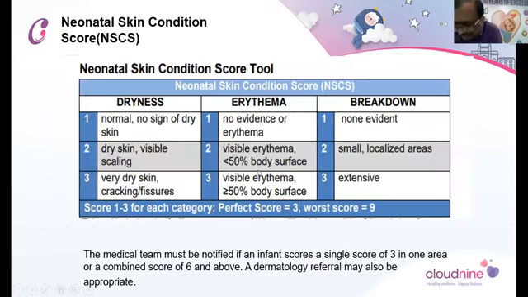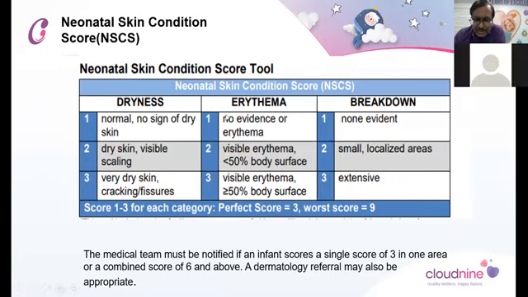Now I have finished all the common skin lesions. So now I will take you through the common assessment tools we can use in our NICU. This is one of the common assessment tools people use. That is called the neonatal skin condition score. There are 3 components. One is for dryness, one is for erythema, one is for breakdown. And each one is given 3 scores. One is the perfect score. So the perfect total score will be 3, and the worst will be 9.